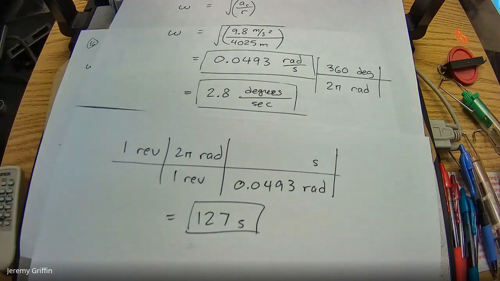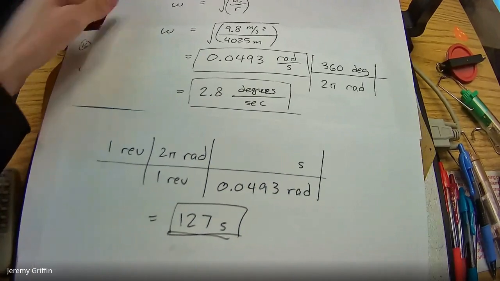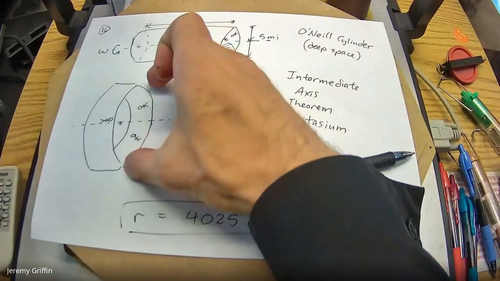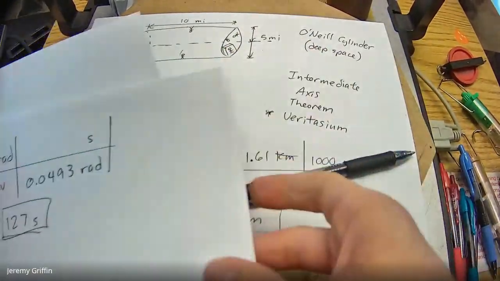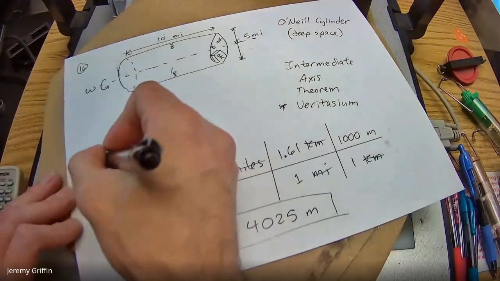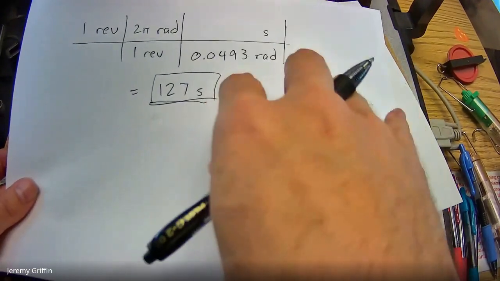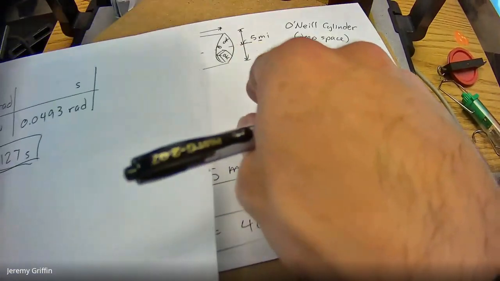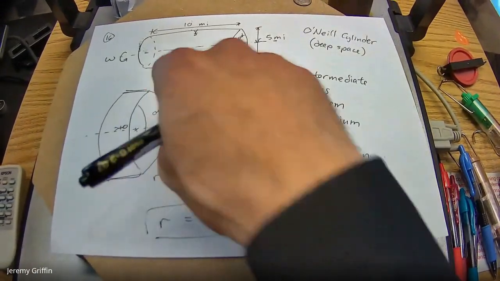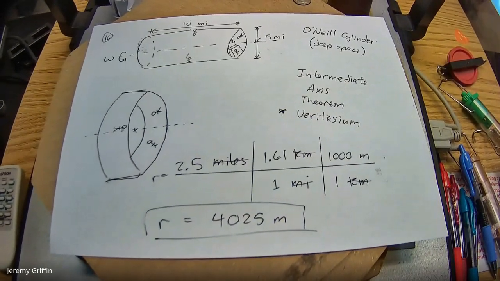So to tie this all together, if you were to one day build an O'Neill cylinder in space that had a diameter of 5 miles, and we did all the conversions on that, then you would need it to make one revolution around this axis in just over 2 minutes. If you had to spin at that rate, it takes 2 minutes to make one revolution, then these people walking around on the inside would feel like they were in Earth gravity, but it would be artificial gravity. You guys good?